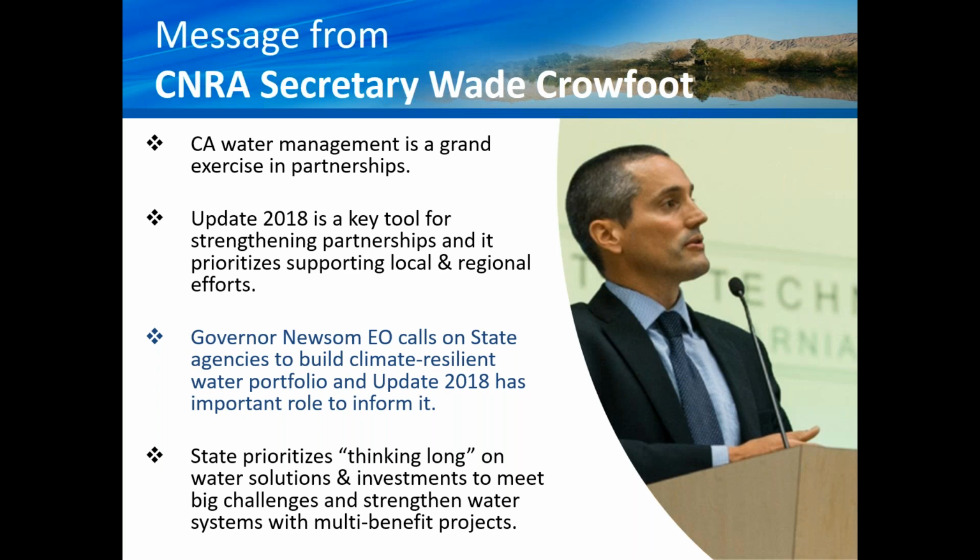So some of the high points, and I encourage you to read both of the messages because they provide a really good context for how the Newsom administration sees this update of the water plan. Secretary Crowfoot starts off by underscoring how partnerships are an essential ingredient and characteristic of California water management, and then noting how Update 2018 includes recommendations to help improve, advance, and build on those partnerships with local and regional efforts. He also notes the governor's executive order on the water resilience portfolio, with a focus on making California water resources and systems more resilient in light of climate change and other stressors.